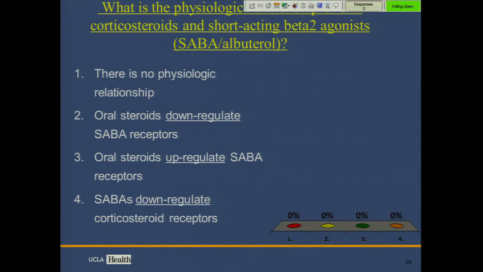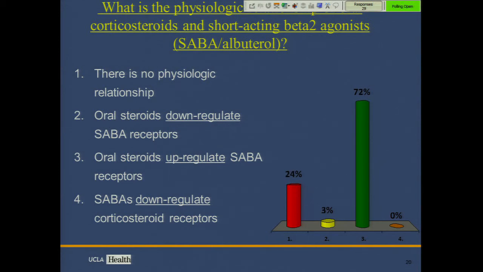It says, what is the physiologic relationship between corticosteroids and short-acting beta agonists? One, there's no physiologic relationship. Two, oral steroids downregulate short-acting beta agonist receptors. Three, oral steroids upregulate short-acting beta agonist receptors. Or four, short-acting beta agonists downregulate corticosteroid receptors.